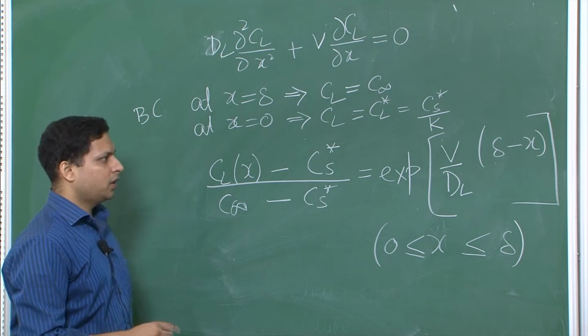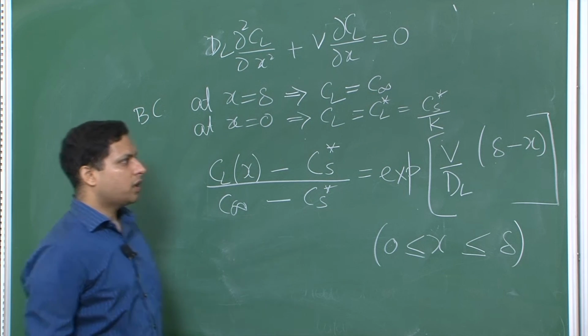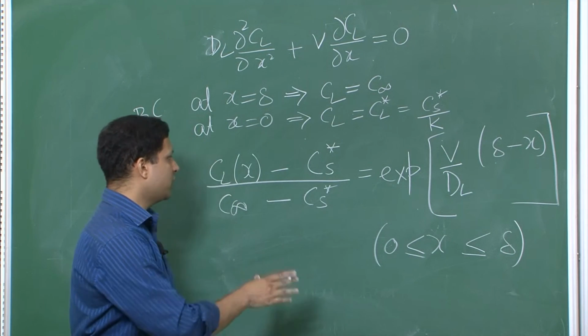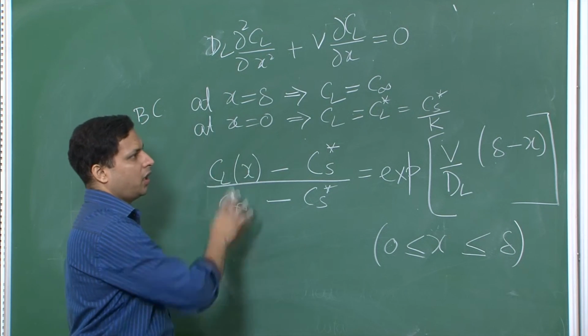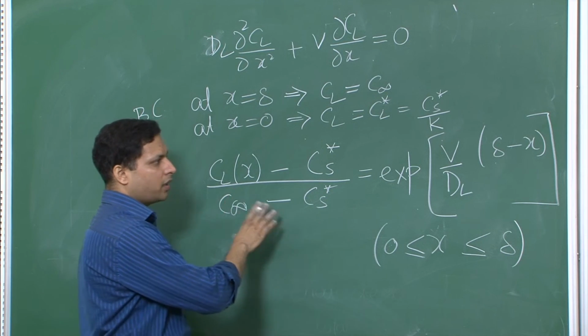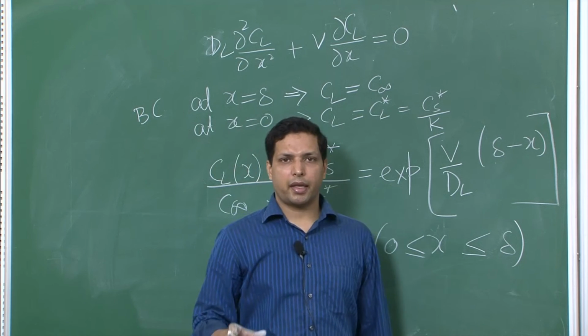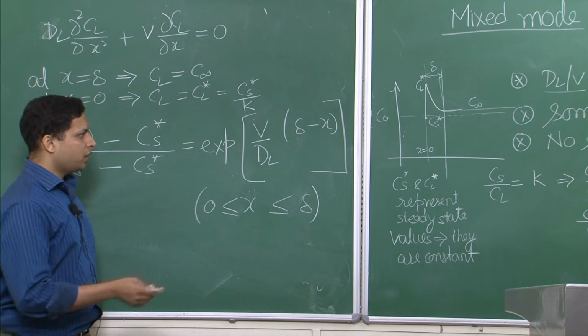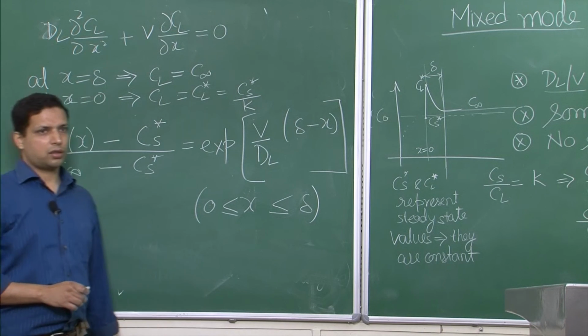Next, for the x equal to 0 condition, we will be able to put Cl equal to Cl star, and hence we will be able to obtain a relation between K and K effective for this kind of situation. So I will get back to this in the next lecture.